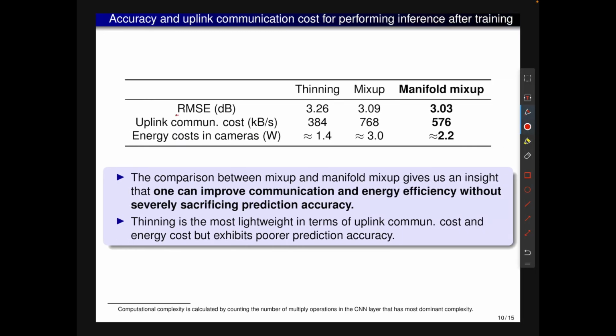This is a detailed comparison in terms of RMSE, uplink communication costs, and energy costs. And as I said before, manifold mix-up performs better in prediction accuracy compared to thinning and comparably to the mix-up. But manifold mix-up exhibits an intermediate result in terms of uplink costs and energy costs, and is actually better than the mix-up case.